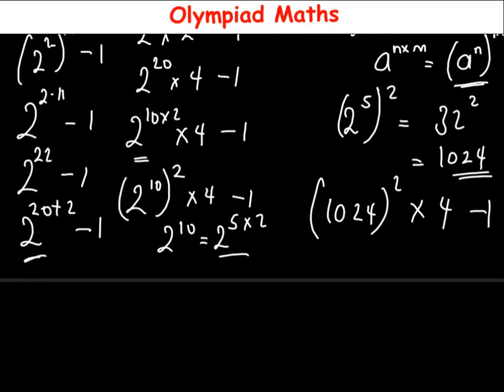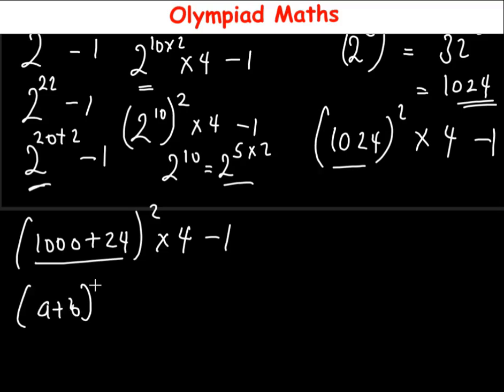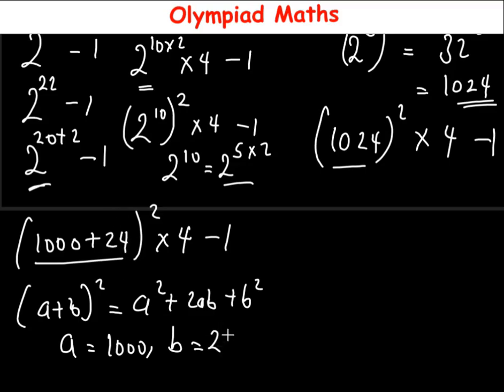So continue with this. Can we write this as, in brackets, 1000 plus 24, which will still give us back 1024, then all power of 2, then times 4 minus 1. With this, looking at this, it is something in the form of a plus b all raised to power 2. And if you have an expression like this, the value is a squared plus 2ab plus b squared. And in this case, the value of a is 1000, and the value of b is equal to 24.